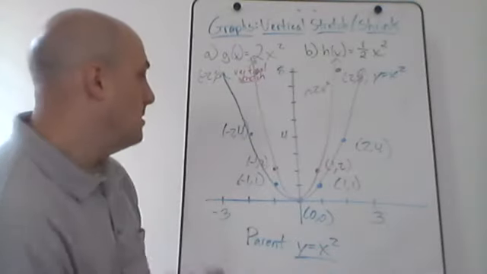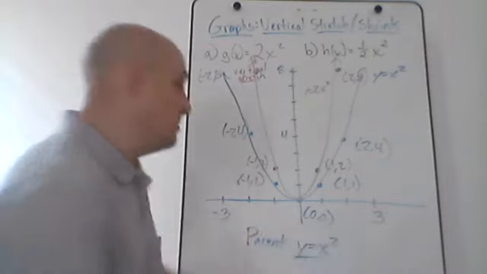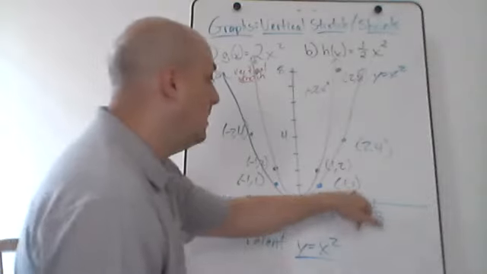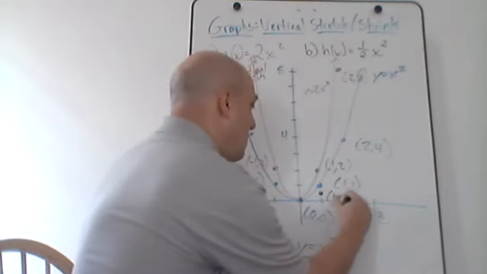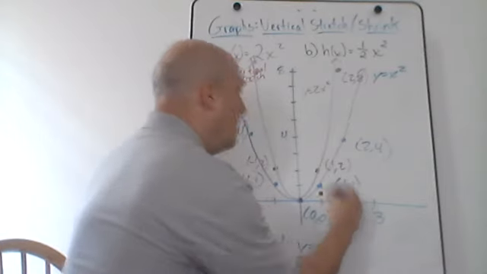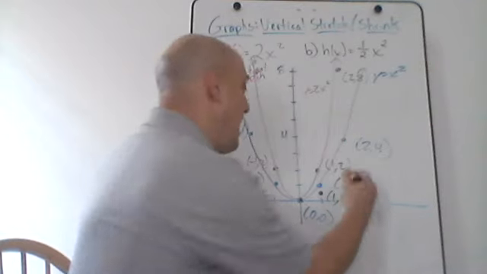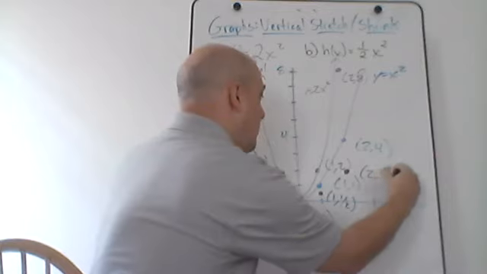So first point, 0, 0. If I do 0 times 1/2, that's still 0. So this point is still here on the origin. The point 1, 1, if I multiply my y-coordinate 1 times 1/2, that's going to be the point now 1, 1/2. The point 2, 4, if I multiply 4 times 1/2, that gives me 2. So I get the point over here, 2, 2.